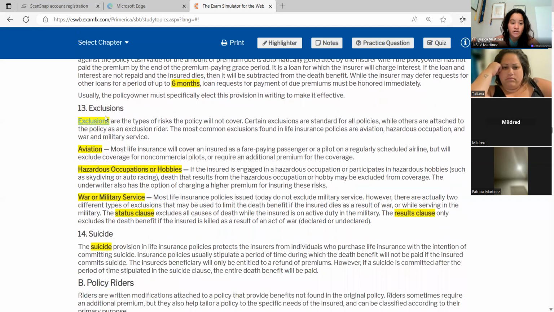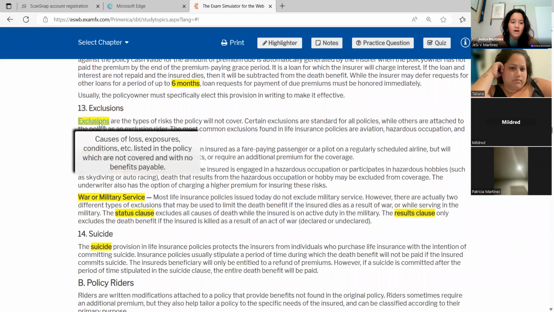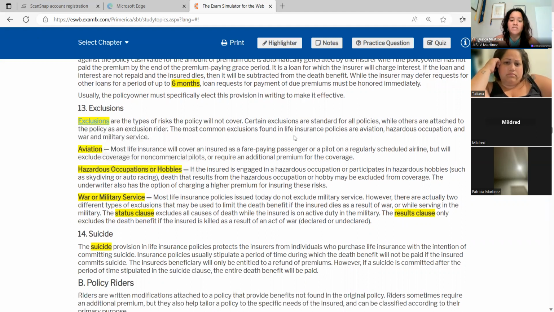Let's see, exclusion. Exclusions are causes of losses, exposures, conditions listed in the policy which are not covered and with no benefits payable. So these are the types of risks that the policy will not cover. Certain exclusions are standard for all policies, while others are attached to the policy as an exclusion rider. The most common exclusions found in life insurance policies are aviation, hazardous occupation, and war and military service.